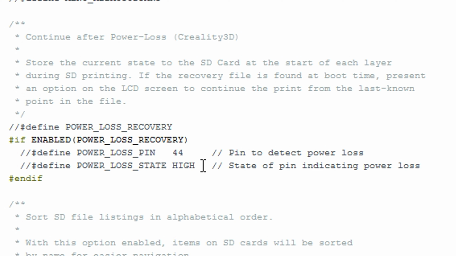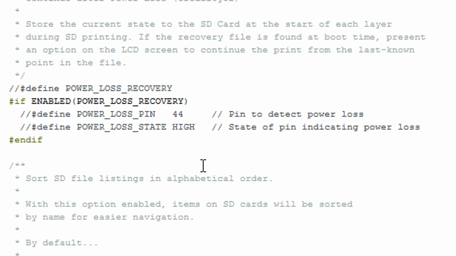Now as for pins, we need to know which sort of pin is 44. That's a pin at the moment. We might want to change that pin. I haven't taken any of these out yet, so it's not going to do anything.